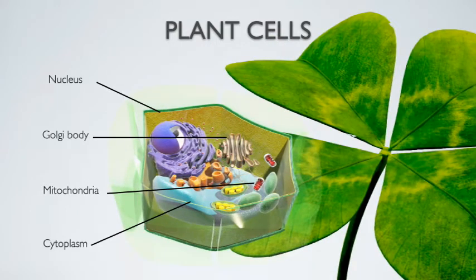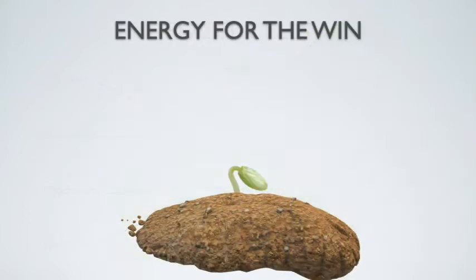Cells can be seen as bags that contain different elements such as the nucleus, the Golgi body, mitochondria, and the cytoplasm, for example. All these elements have their own role, and together they allow the cell, therefore the organism, to function properly. As all living beings, plants need energy to grow and to live.